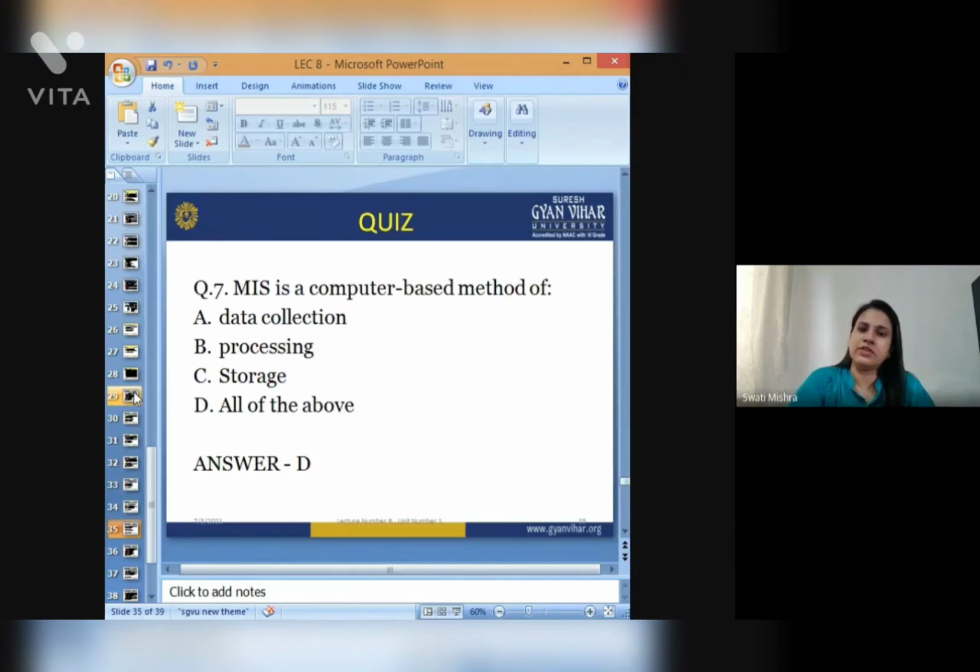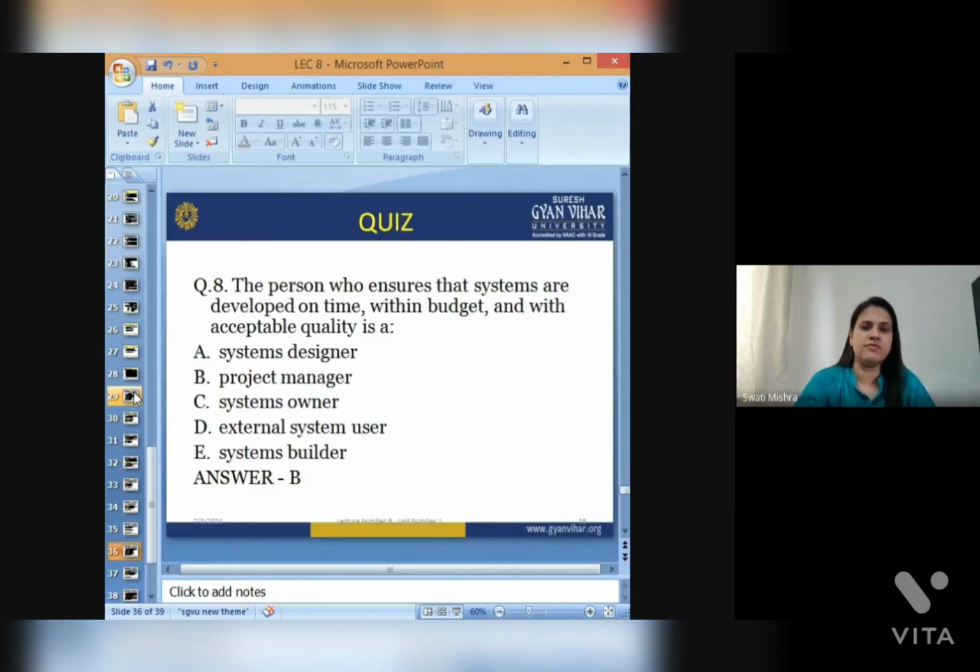Here's the seventh question. MIS is a computer-based method of A. Data collection, B. Processing, C. Storage, D. All of the above. And the answer is all of the above, D. Here's my eighth question. The person who ensures that systems are developed on time, within budget, and within acceptable quality is A. Systems designer, B. Project manager, C. Systems owner, D. External systems owner, E. Systems builder. And the answer is B.